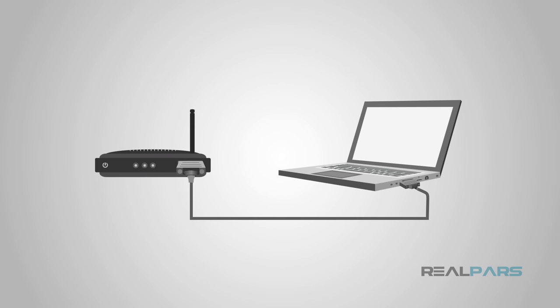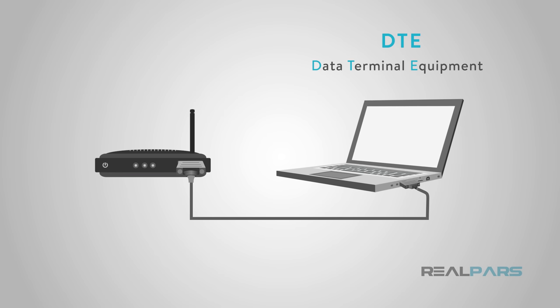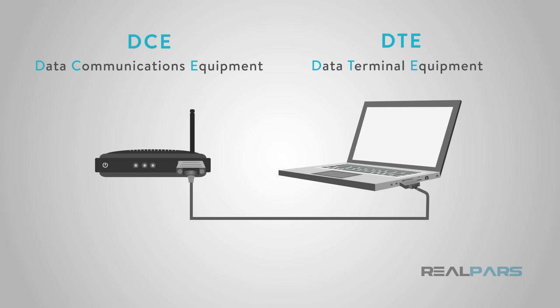One important thing to remember if you find yourself using RS232 devices is that there are actually two different types. DTE stands for Data Terminal Equipment. A common example of this is a computer. DCE stands for Data Communications Equipment. An example of DCE is a modem.